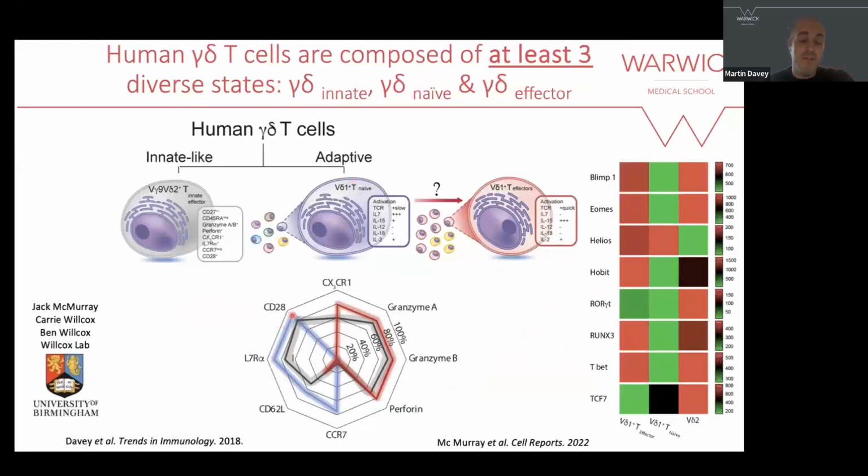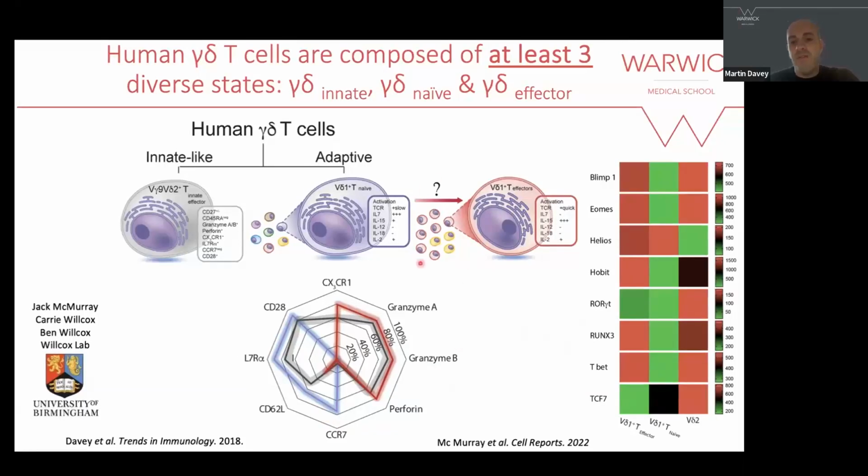So you can see in the blue radar plot here, they were expressing classic markers of naive T cells, so CD28, IL-7 receptor alpha, CD62L, and CCR7. And I'll discuss what that means in an immune cell population.